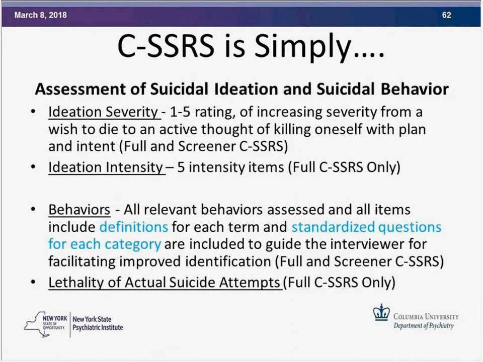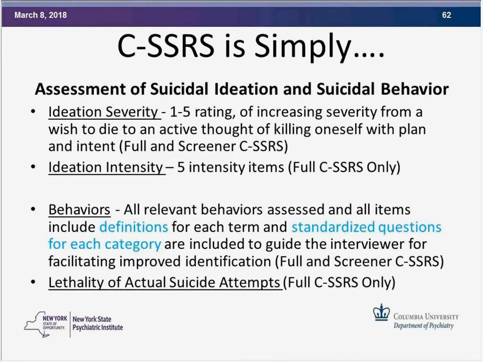So for the first part, ideation severity, that's a 1 to 5 rating with 5 questions where they increase in severity as you move through them, from a wish to die to an active thought of killing oneself with plan and intent. Those 5 questions are on both the full and the screener CSSRS. And then if you're doing the full version, it has those 5 follow-up intensity questions.